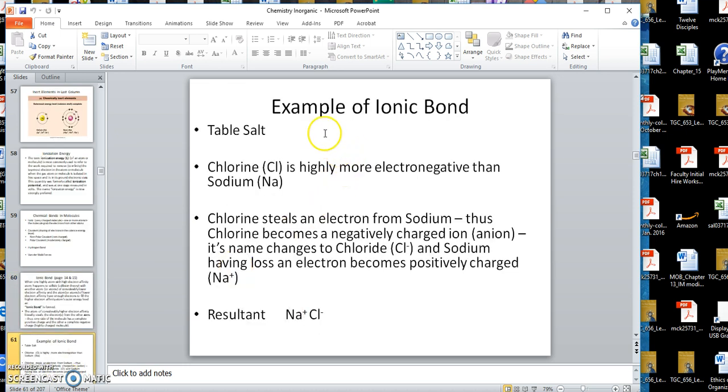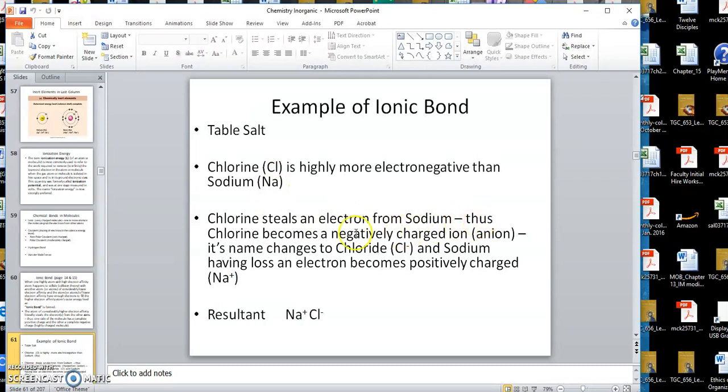An example of an ionic bond is sodium chloride. Look at the periodic chart. Chlorine is in the 7th column. That means it only needs one electron. Highly electronegative, you go to the chart. Sodium is way over in column 1. So if sodium and chlorine come together, get close together, chlorine will essentially steal the electron from sodium.